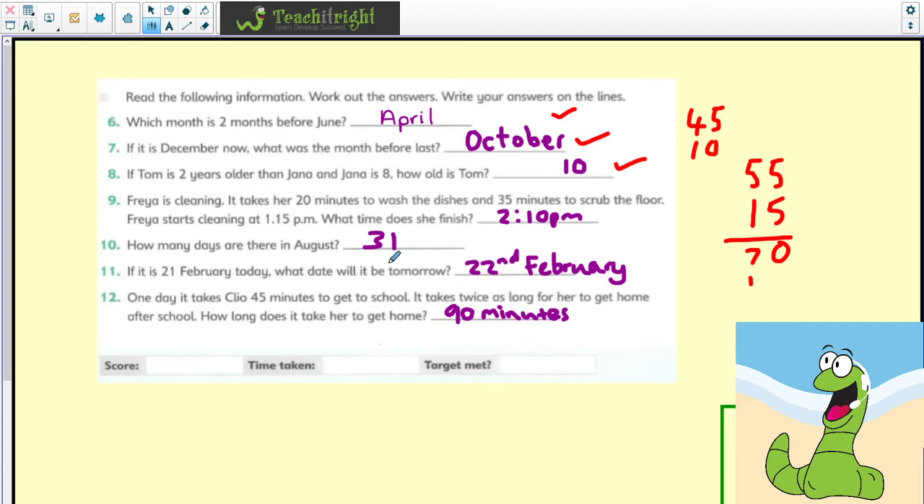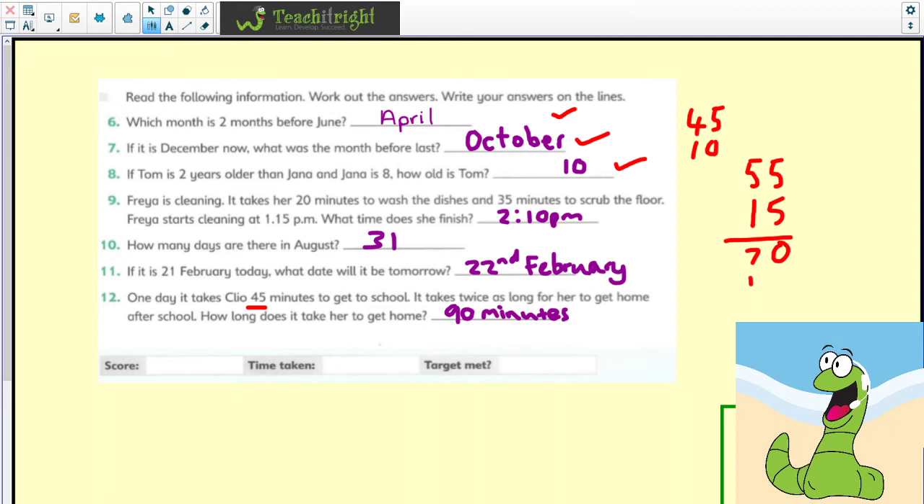She's going to finish. How many days are there in August? Well, there are 31. If it is 21st of February today, what date will it be tomorrow? It'll be the 22nd of February. One day, it takes Cleo 45 minutes to get to school. It takes twice as long for her to get home. After school, how long does it take her to get home? Well, it will be 90 minutes. It takes her twice as long, so if we double 45, it'll give you 90.